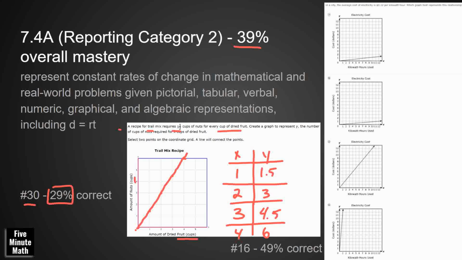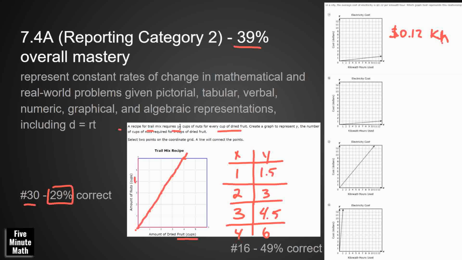Now, this one on the right was actually tested first. It's number 16. We got a little bit better, but that's because we're selecting between 4 graphs. So in a city, the average cost of electricity is 12 cents per kilowatt hour. All right, 12 cents per kilowatt hour, and then which graph best represents this relationship. So they simply give us the rate, 12 cents per kilowatt hour.